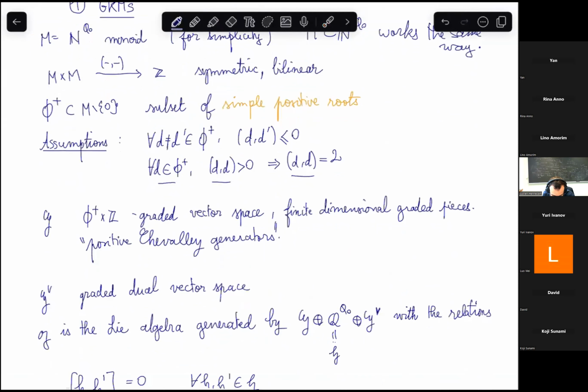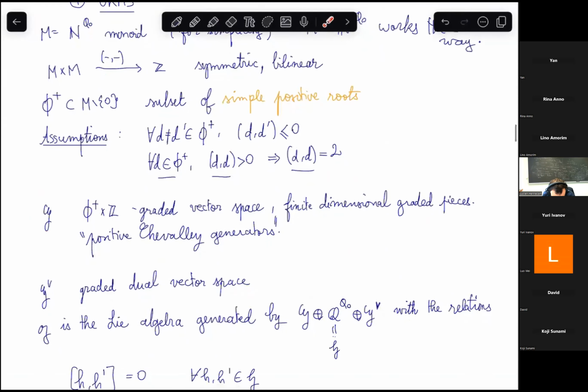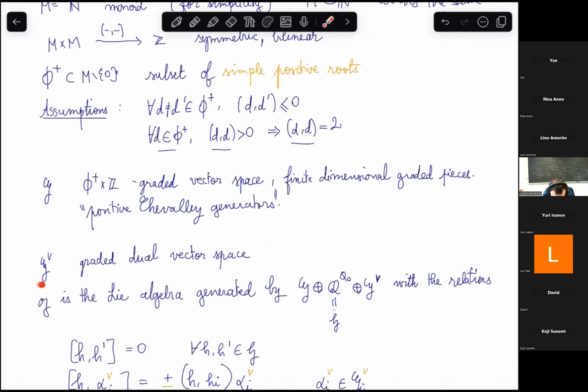Okay, so we have the set of roots, and G is graded by the set of roots times the integers. You add some cohomological grading. It's a vector space with finite dimensional graded pieces, which we call the space of positive Chevalley generators. The graded dual is G check.